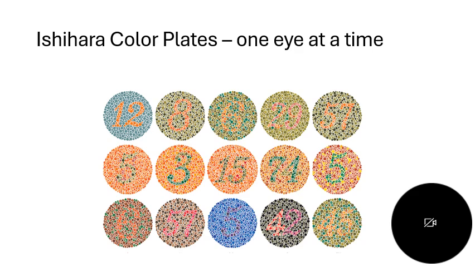You cover their left eye and do all of the plates with the right eye. Then you cover the right eye and do all of the plates with the left eye. The plates are in a book and you flip through the pages and see how well the patient can tell the numbers and how quickly they can read them. Sometimes the patient may be able to read the numbers on the color plate after some time, but you may notice that they are able to do it more quickly in one eye versus the other, which means there is some difference in the function of the two eyes.